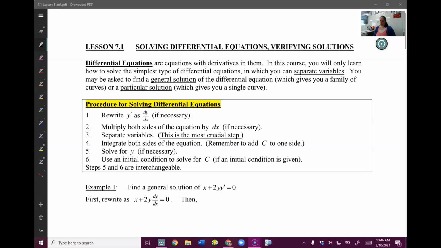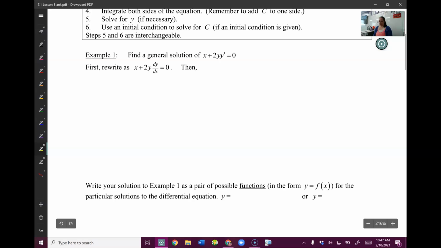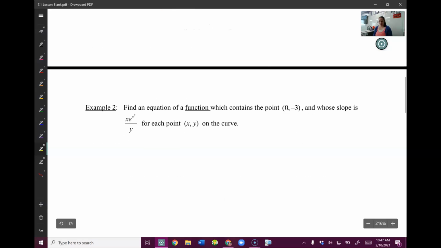In this lesson, we're going to be talking about solving differential equations. Now, a differential equation is an equation with a derivative inside it. So if you look at all these examples, I have a derivative inside my function.